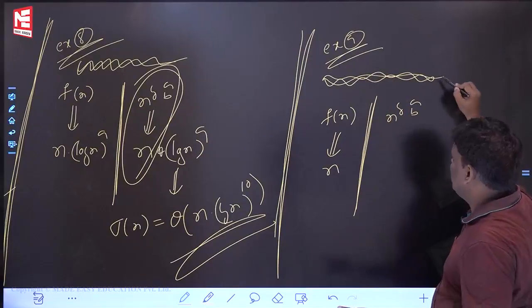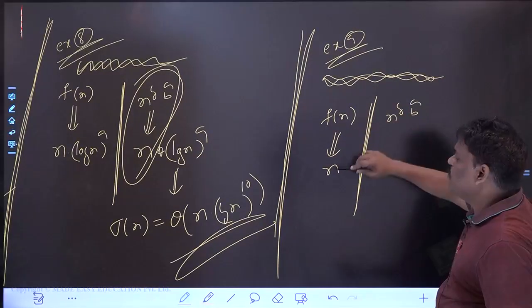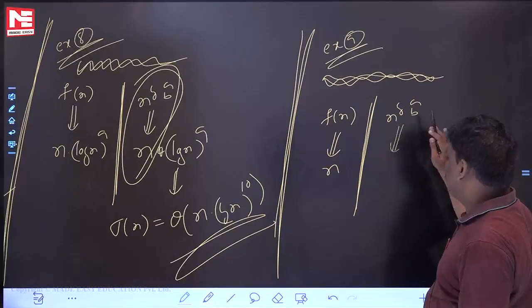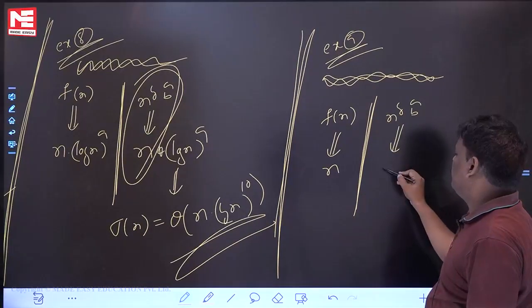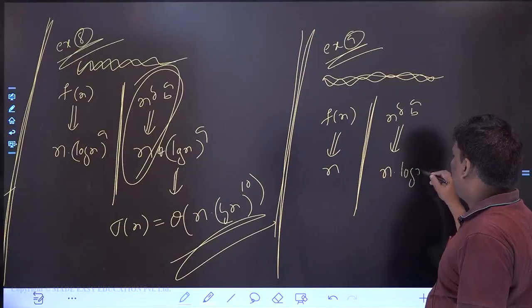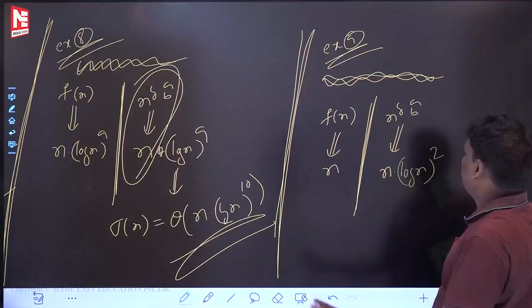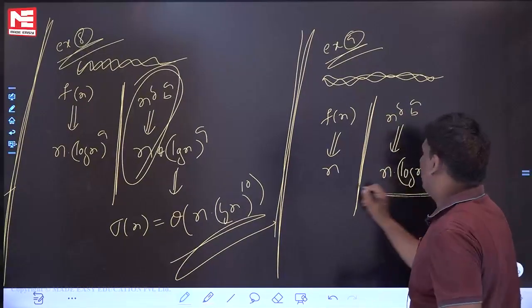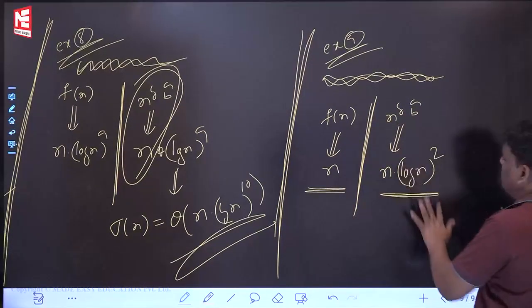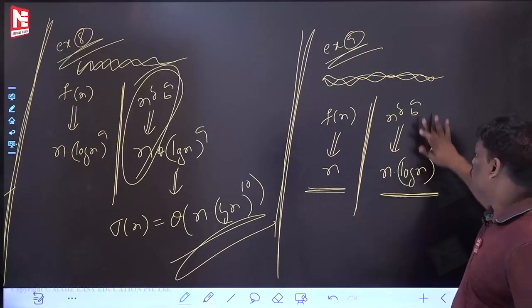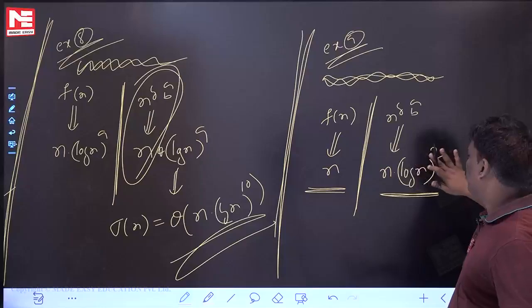In this recurrence relation, assume Fn is n power log a base b. Assume that. And Fn is n into (log n) whole square. Assume. N power log a base b is this much, Fn is this much. Now go to the right side. Assume that sometimes it is possible. So n power log a base b, n into (log n) whole square.